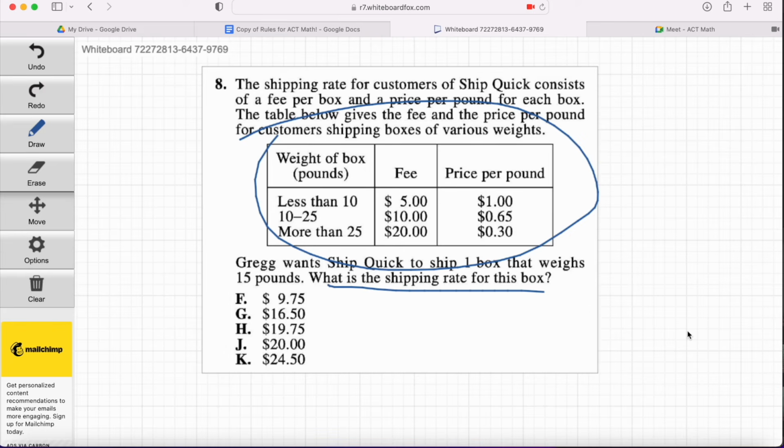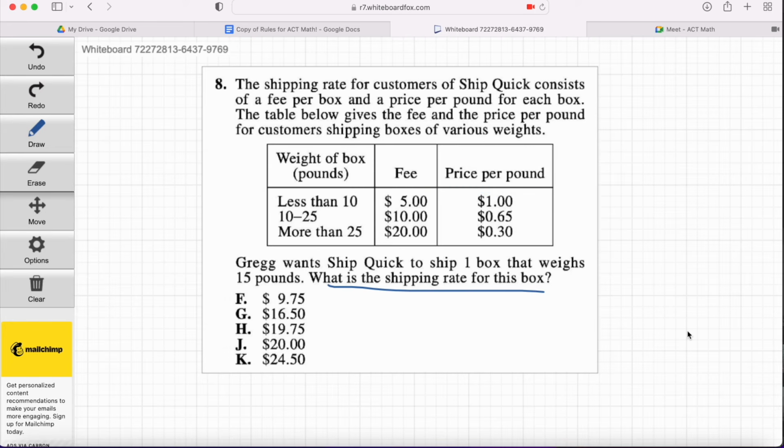So let's start with the y-axis going up and down. Notice that at the top it says the weight of the box in pounds, and then right here they tell us less than 10 pounds, 10 to 25 pounds, then more than 25 pounds. And then the x-axis going left and right, we've got some other information. We've got a fee right here, and then the price per pound. Let's break down what this means.